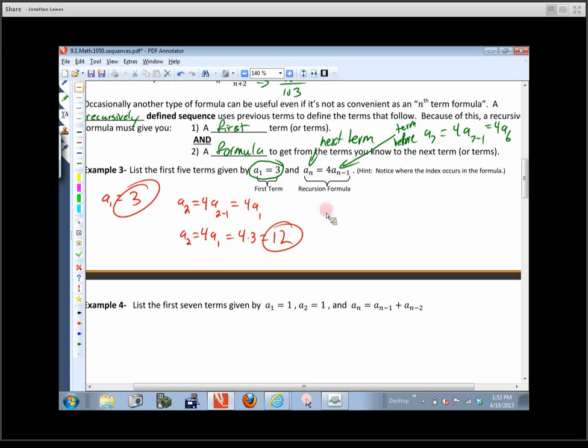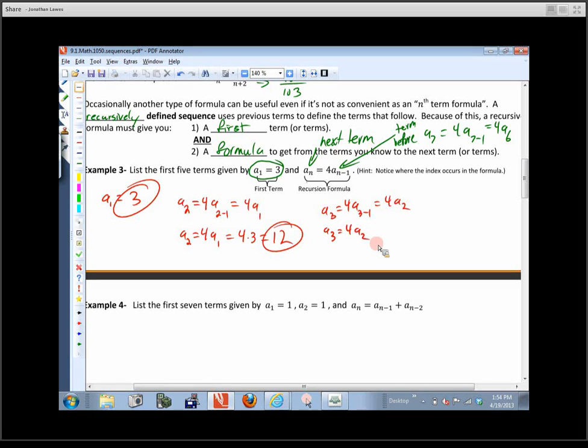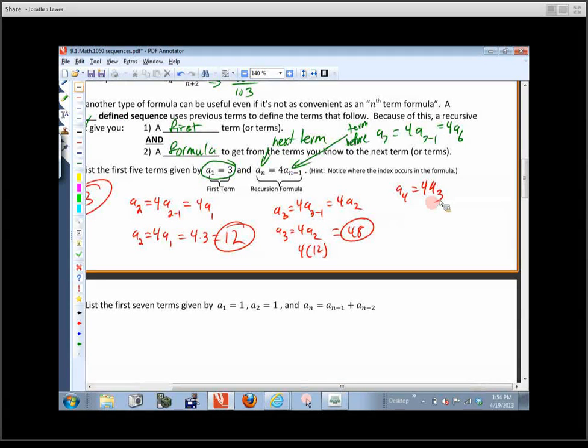So if I want the third term, I'll do the arithmetic here one more time. A sub 3 minus 1, that's 4 times a sub 2. So again, the third one is 4 times the second term. That's going to be 4 times 12. So what's the next one? 48. Now, is that enough that we can just write down what the fourth term is? 4 times the third term, right? What's 4 times 48? 192. 192 is the fourth term.